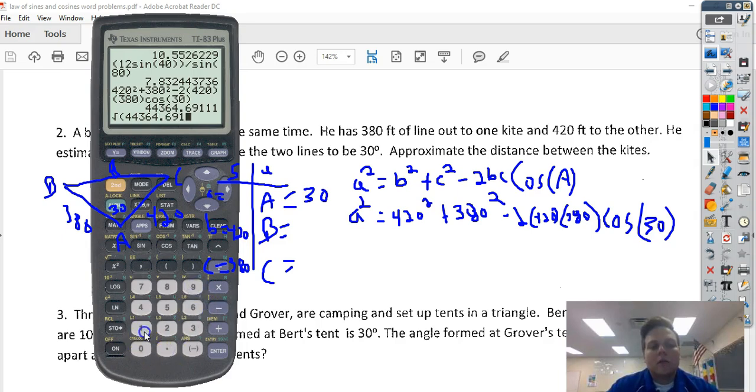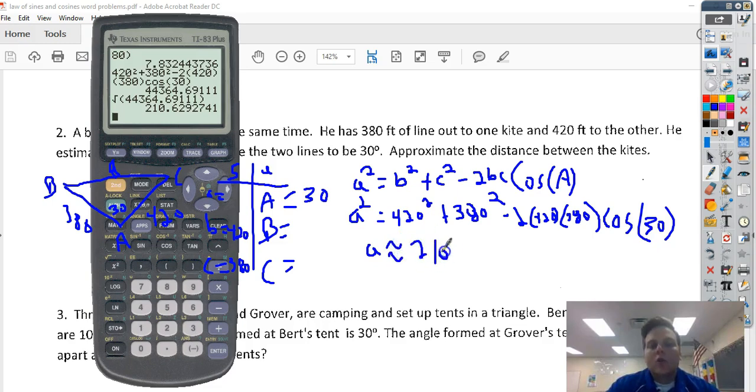44364.69111. Press enter, and you get 210.6. So a is approximately equal to 210.6. So there's approximately 210 feet between the kites.